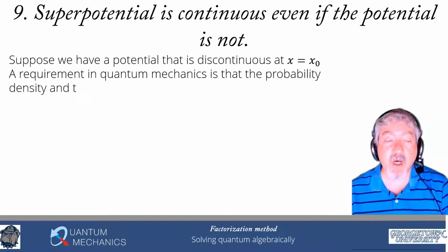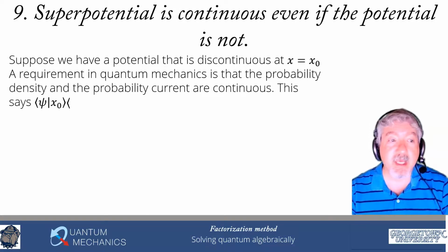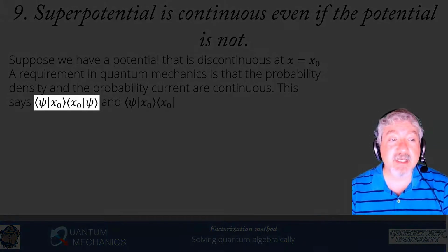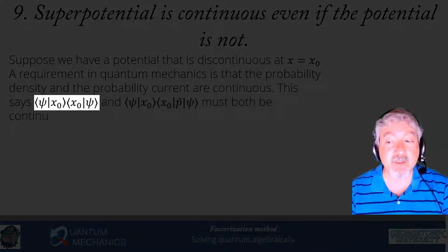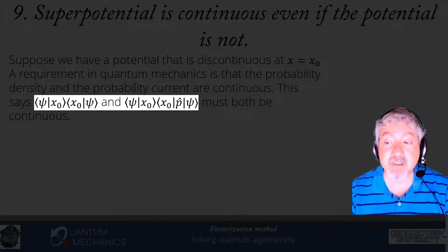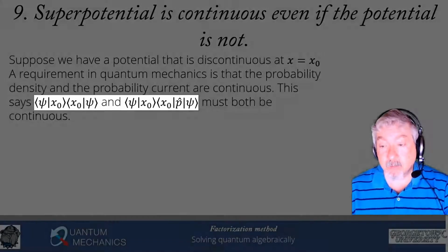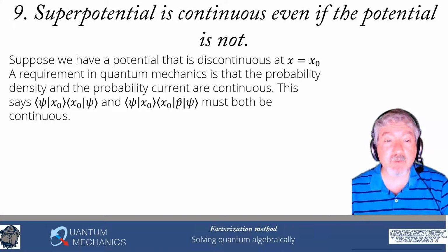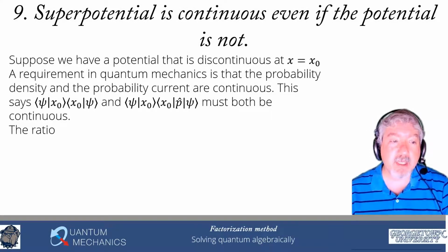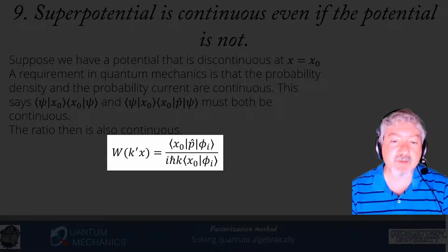Now there's a requirement in quantum mechanics that the probability density and the probability current are both continuous functions. And this says in our language that ⟨ψ|x0⟩⟨x0|ψ⟩, that's the probability density, it's the modulus of ψ of x squared, and ⟨ψ|x0⟩⟨x0|p̂|ψ⟩ must both be continuous. The second one is the probability current density, and I have not told you how we get that just yet. But because those two are required to be continuous, we just divide the second one by the first one, and you see that that then becomes the ratio of ⟨x0|p|φ_i⟩ over ⟨x0|φ_i⟩.